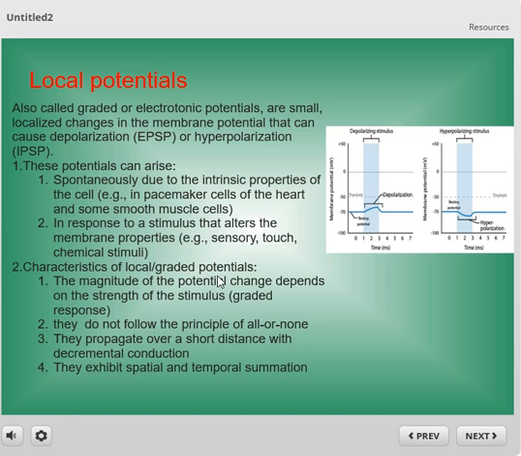The local or graded potentials' features: the magnitude of the potential change depends on the strength of the stimulus. So the other name of the local potential is graded potential. These potentials have a graded response, and they do not follow the principle of all or none. They propagate over a short distance with a decremental conduction, and they exhibit spatial and temporal summation.